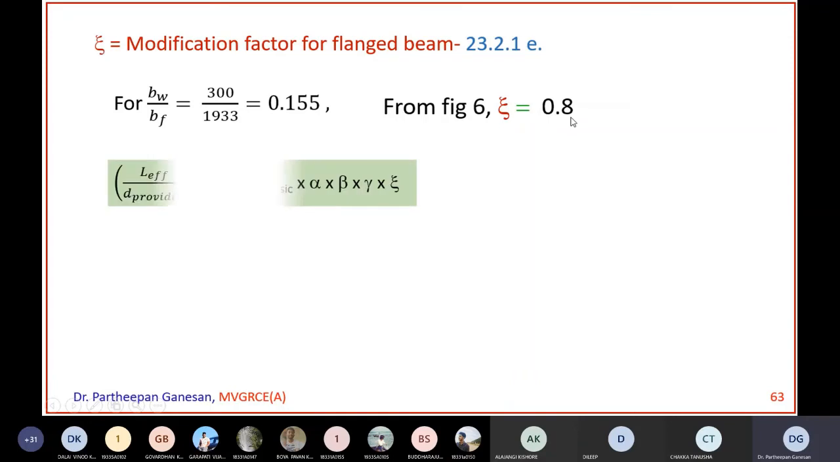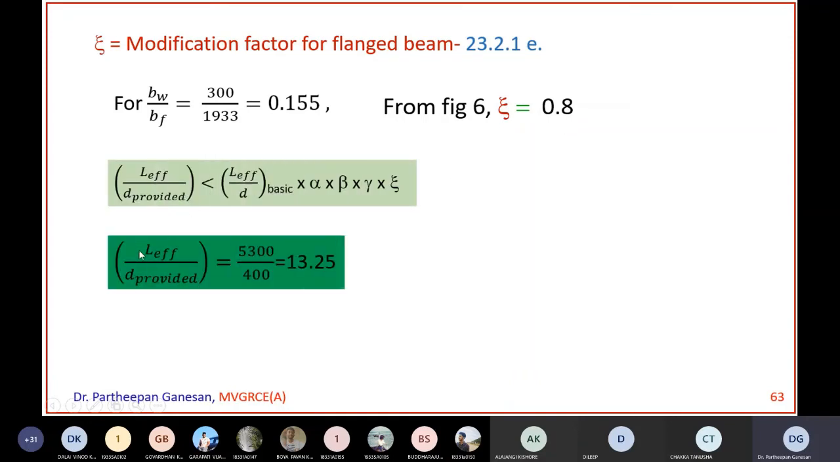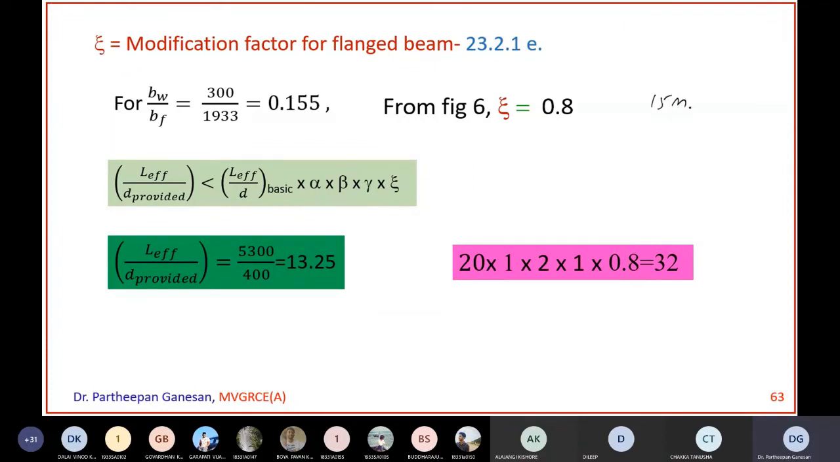Now you already found out everything. So L effective by D provided is 5300 by 413.25. Now the right side value, the maximum allowable deflection value: 20 is the basic value, alpha is 1. For example, let us say if your beam is of 15 meter length, then alpha will become 20 into 10 divided by 15. Okay, it is given in section B in the code.